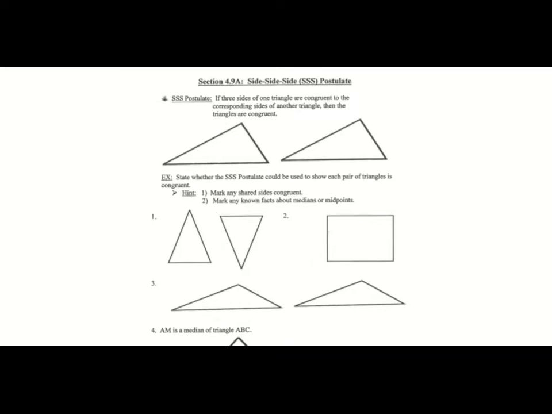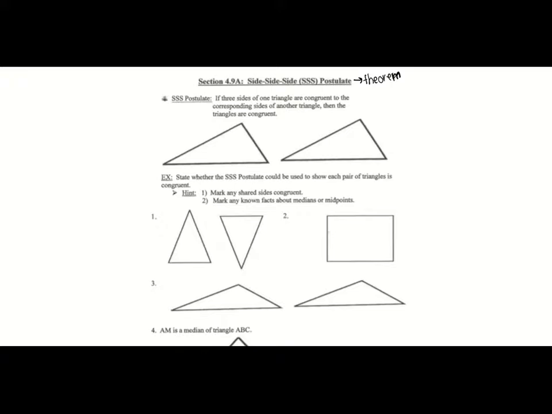In 4.9a, we are going to talk about the side-side-side postulate. And remember, that word postulate is just a fancy word for theorem or rule. So the side-side-side postulate is our side-side-side rule, which means if we have three sides of one triangle that are congruent to the corresponding sides of another triangle, then we can say that our two triangles are congruent.